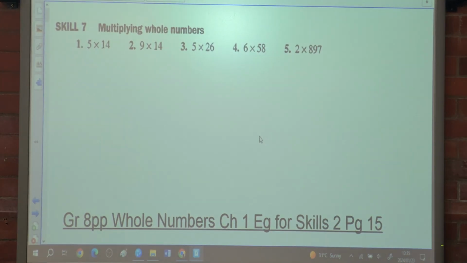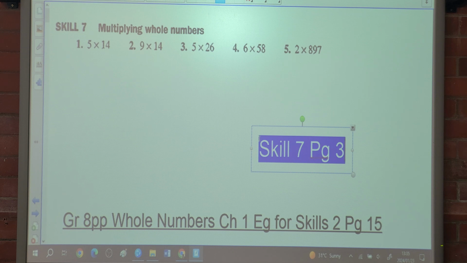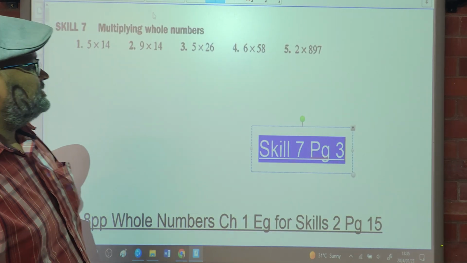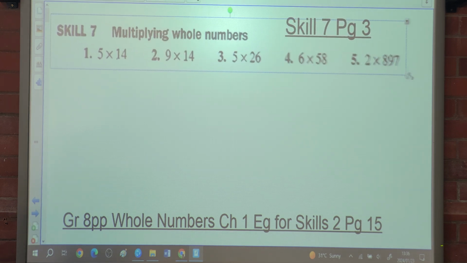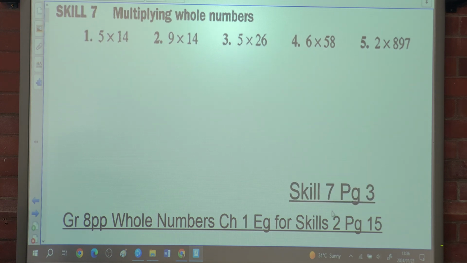Skill 7. Which is on page 3, correct? Page 4. Sorry? Page 3, okay. So multiplying whole numbers.